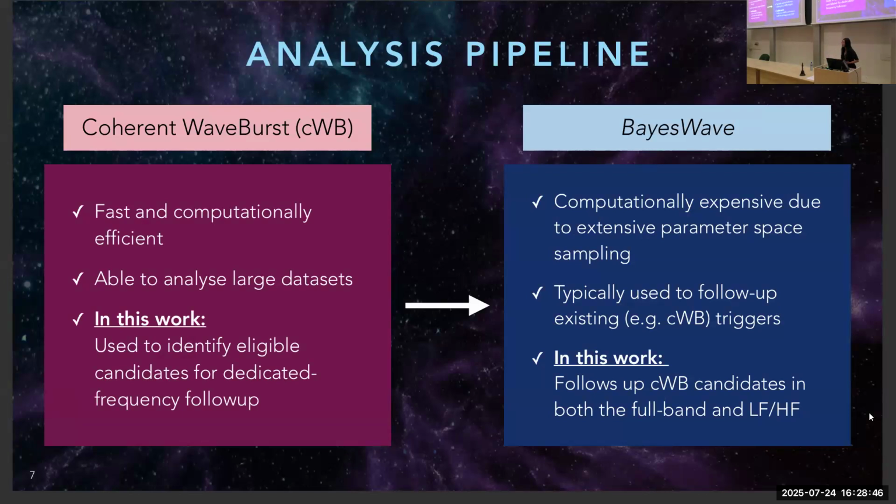So BaseWave also does its own independent analysis of this full band, so 32 hertz to about 2000 hertz. And then it does this other follow-up where it slices your signal into two parts. That's what we call the dedicated frequency analysis, or if signal processors are here, it's called a bandpass analysis. So you'll see them referred to as low frequency, LF, and high frequency, HF, analyses.